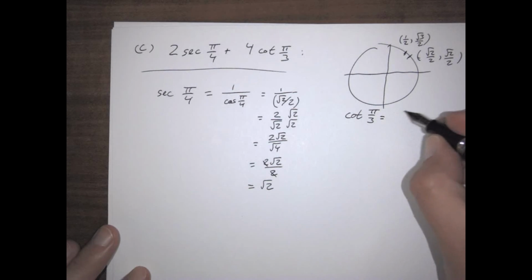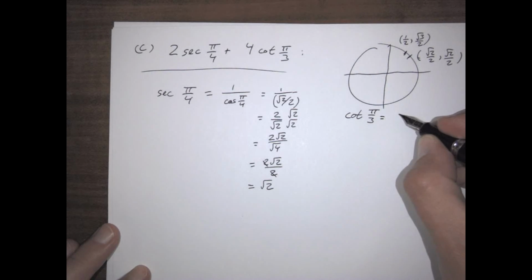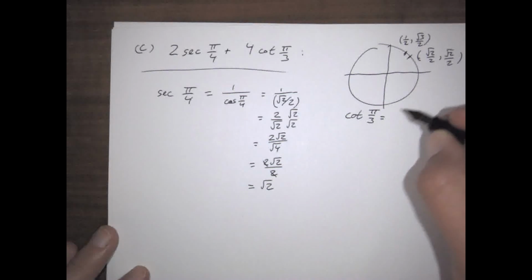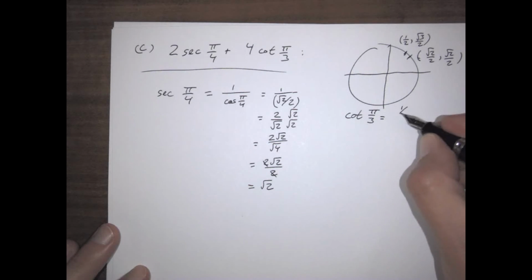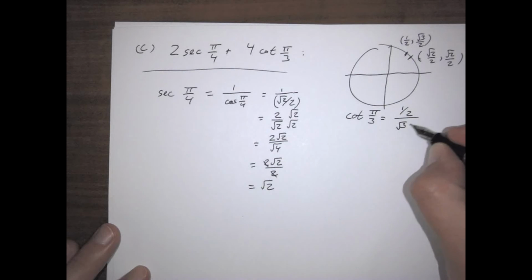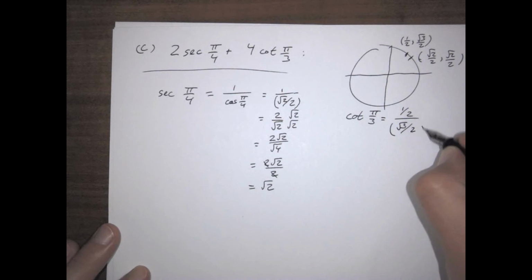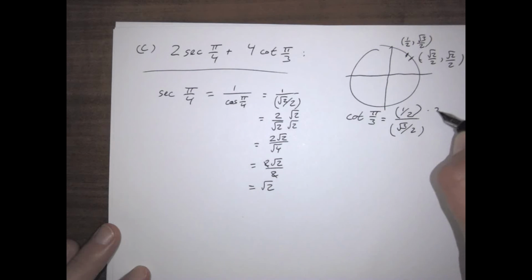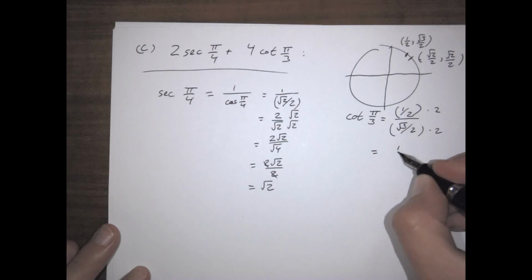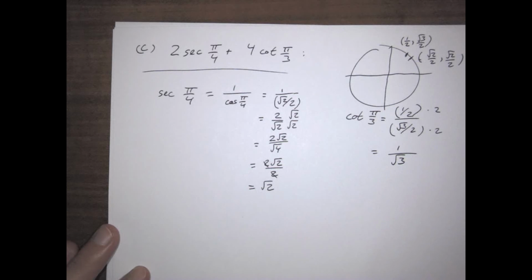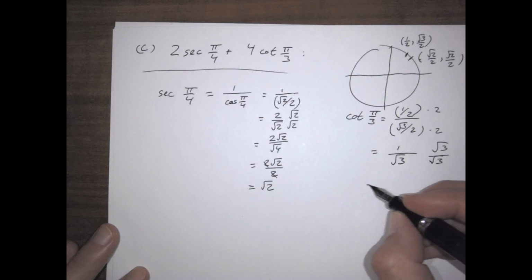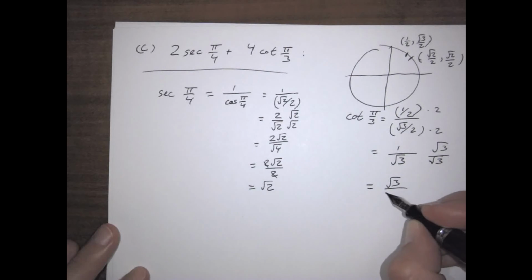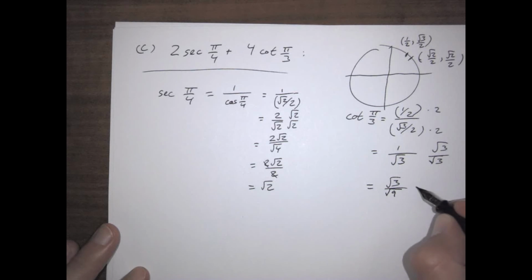Now how about cotangent pi over 3? So cotangent pi over 3. So that's equal to the x over the y, and so that's going to be 1/2 over root 3 over 2. And I multiply by 2 and by 2, and that gives me 1 over root 3. And I guess we need to rationalize that one too, so here we go. So root 3 over root 9 is equal to root 3 over 3.